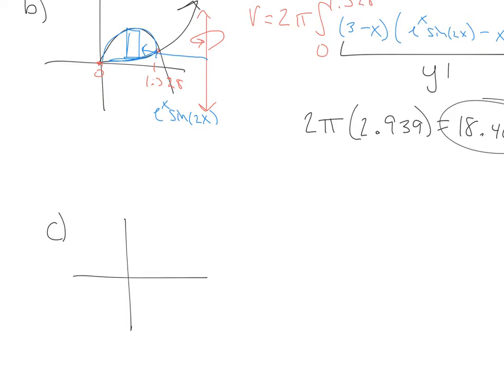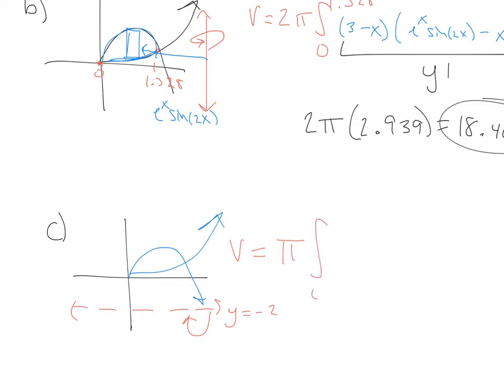The next part, part C, wants you to revolve the region around the line y equals -2. So it's the same region, and they want you to revolve it around y equals -2. That means my revolution is happening horizontally around y equals -2. For a horizontal revolution, you're going to use the washer method.